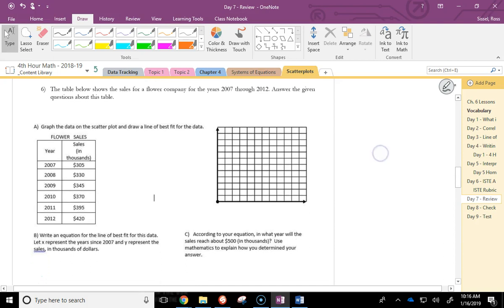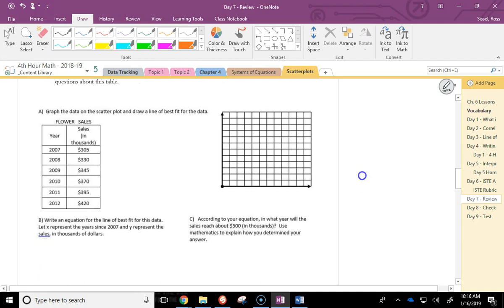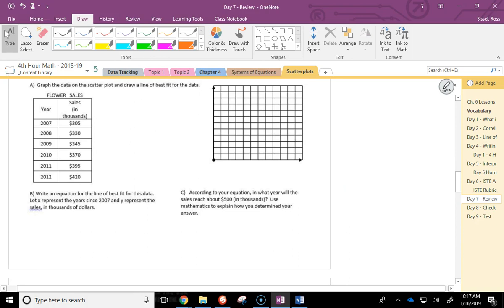The problem says, the table below shows the sales for a flower company for the years 2007 through 2012. Answer the given questions about this table. So A, graph the data on the scatter plot and draw the line of best fit.